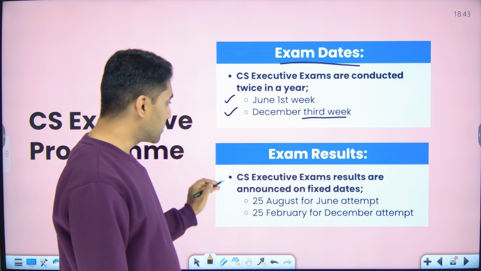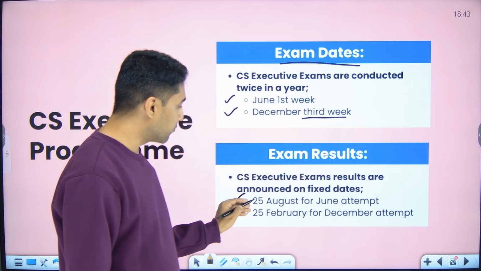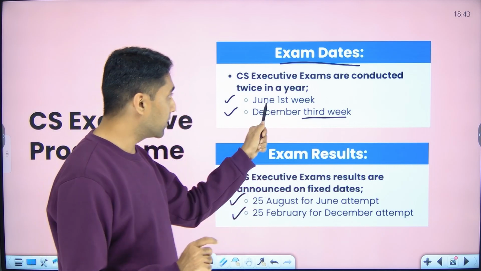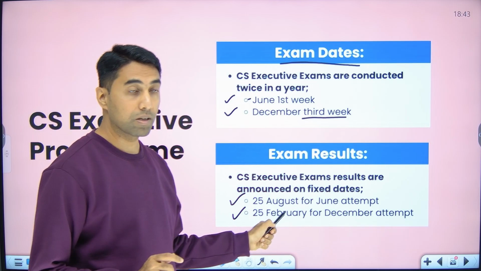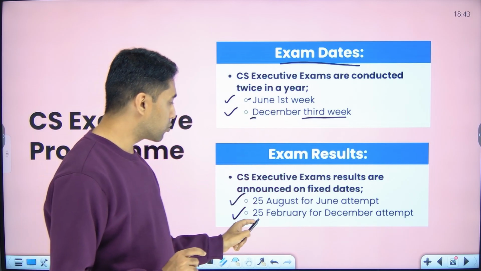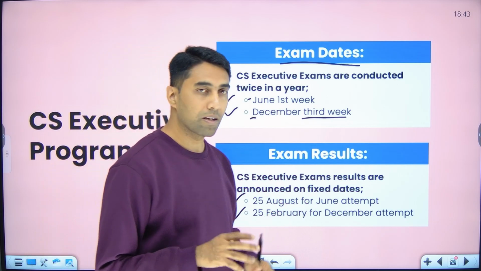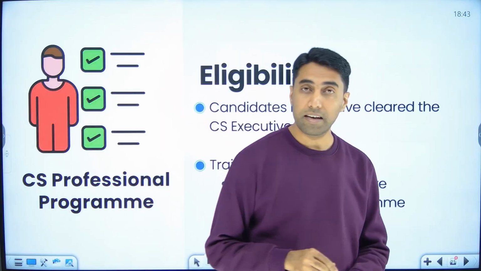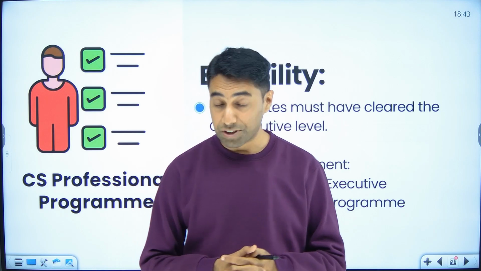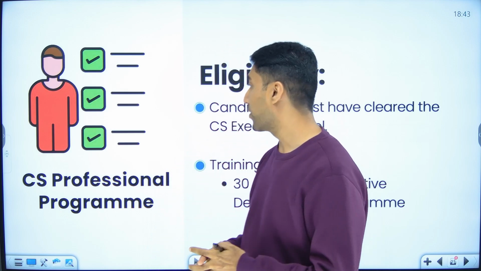Exam results are also fixed: 25th August, 25th February. If you write in June, you get results on 25th August. If you write in December, you get results on 25th February. So simple and so clear, which is not there in any other body. We should appreciate the Institute of Company Secretaries of India. Even the CA Institute doesn't have this kind of discipline, right?